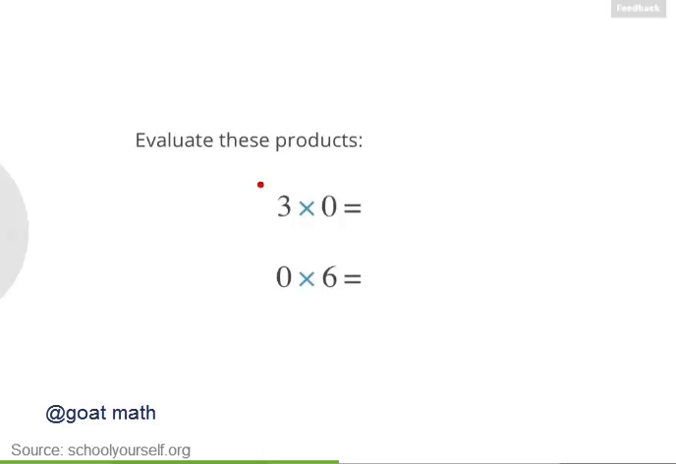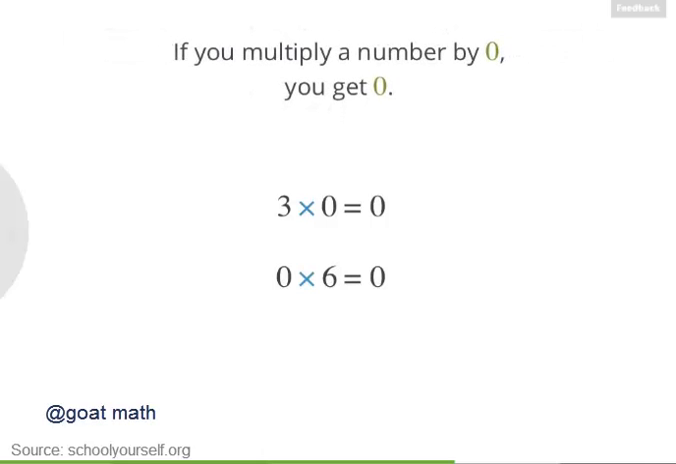Next, take a look at these products, 3 times 0 and 0 times 6. Remember, if you have 0 of something, you have nothing. So 3 times 0 means you have 0 groups of 3, and 0 times 6 means you have 6 groups of 0. So what are these products? Nicely done. So these products both equal 0. In general, if you multiply any number by 0, you'll always get 0.